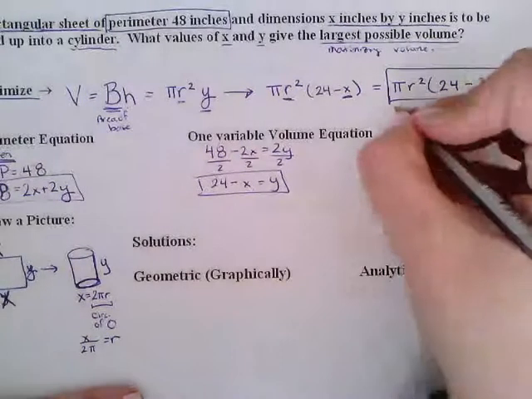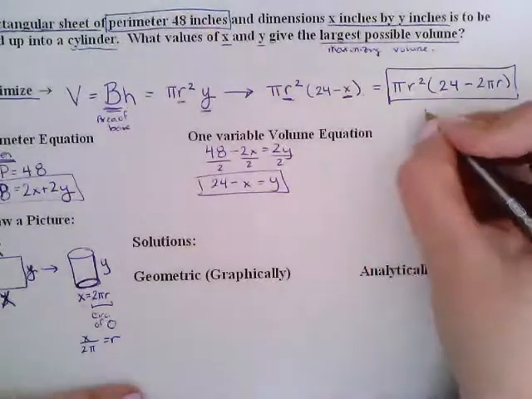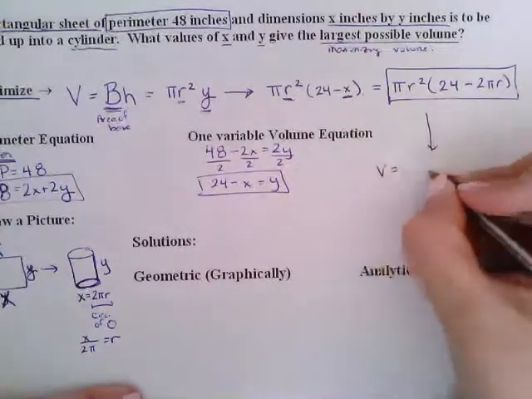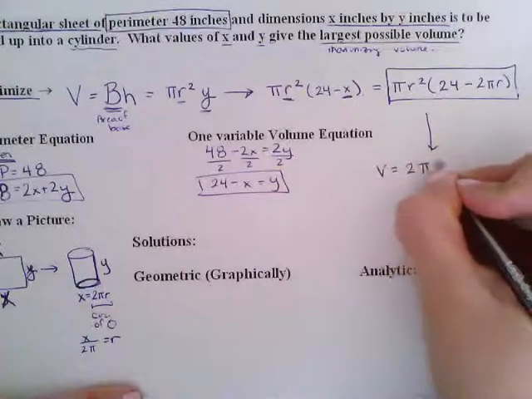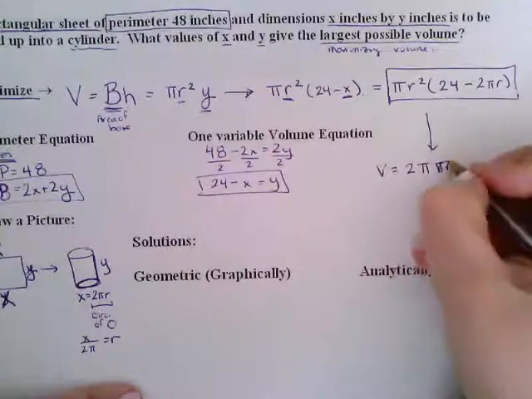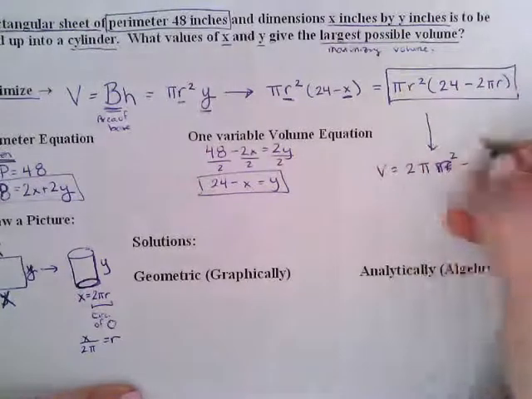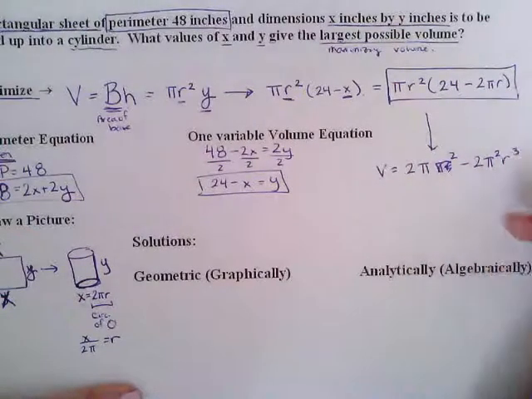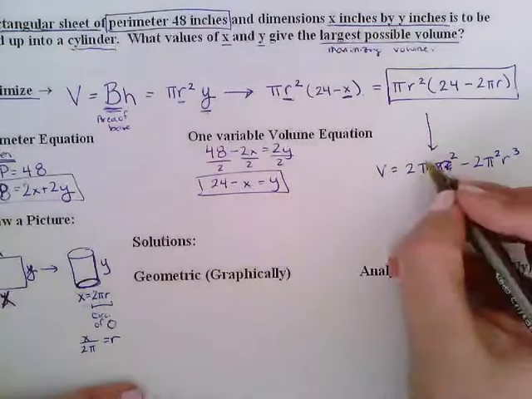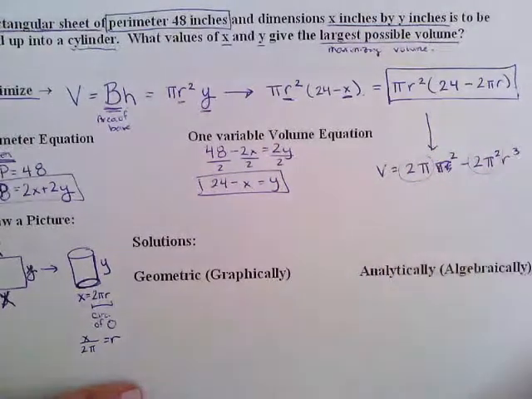When we clean this up, our volume equation ends up being V equals, let's distribute, 24 pi r squared minus this times this, which is 2 pi squared r cubed. Now please recall that pi is just a number, and this whole entire thing is just a number.